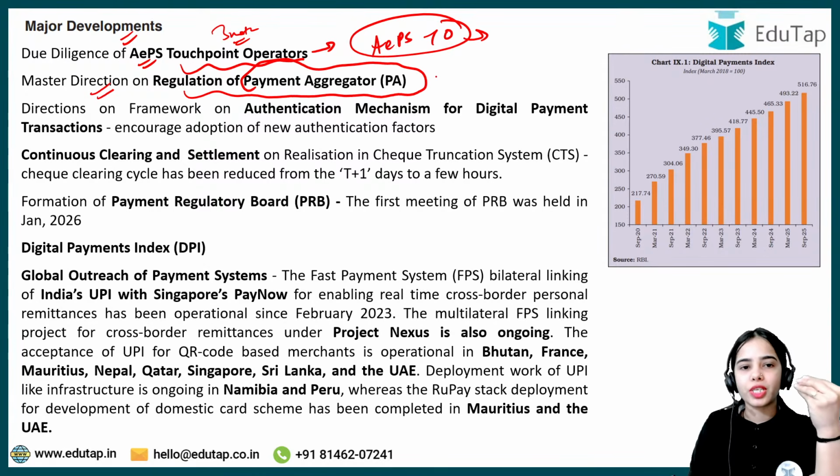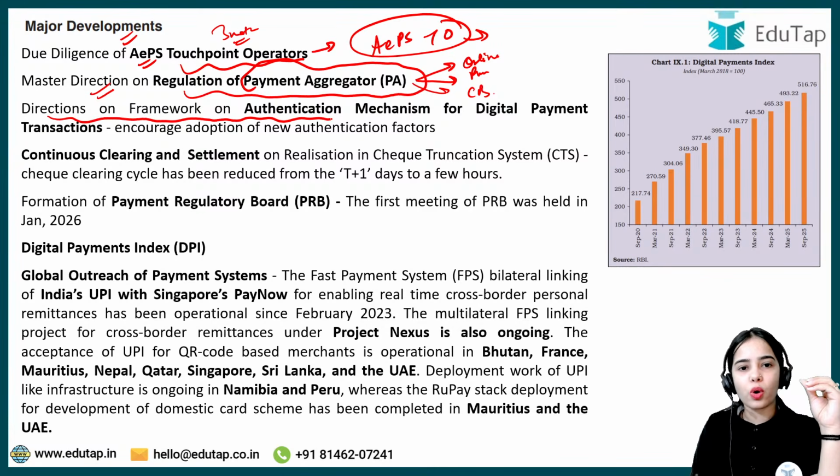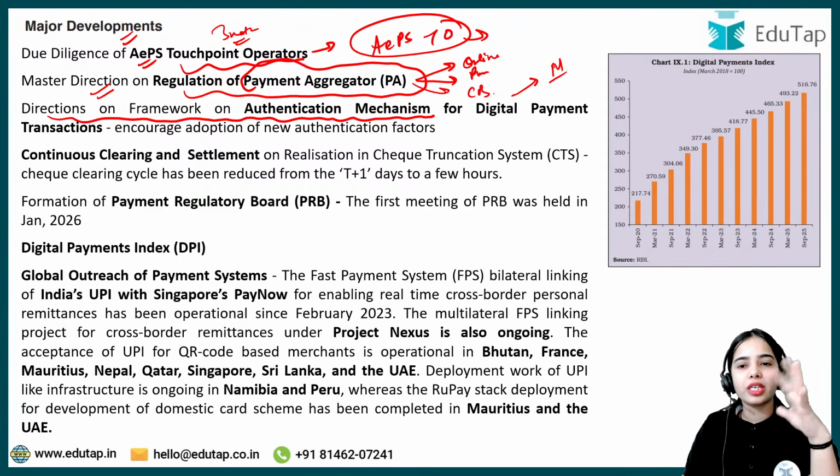There was the master direction released for payment aggregators, online and offline, that is physical mode, and for cross-border payment aggregators as well; these regulations were released last year. Then directions on the framework on authentication mechanisms: basically, it was said that the merchants, sorry, there are various issuers, banks and such, that are depending on the OTP.